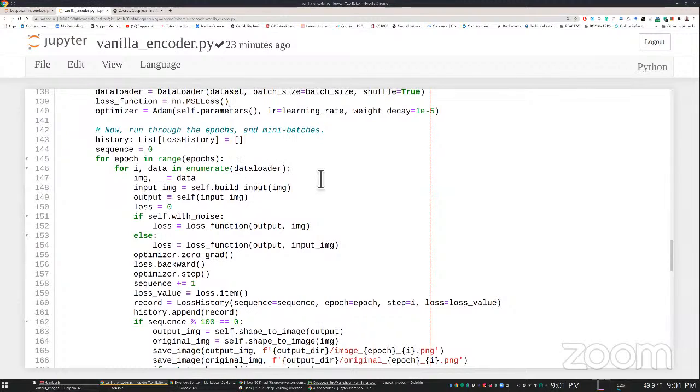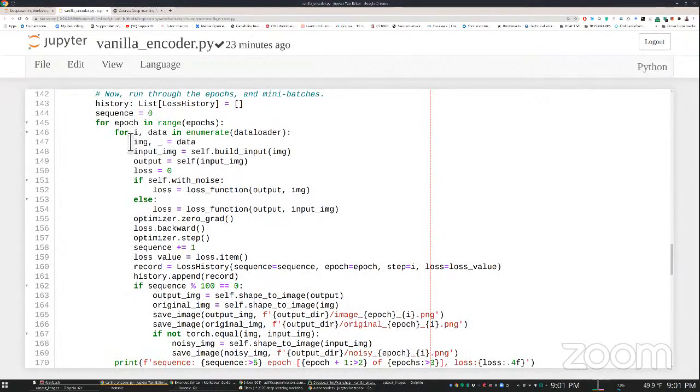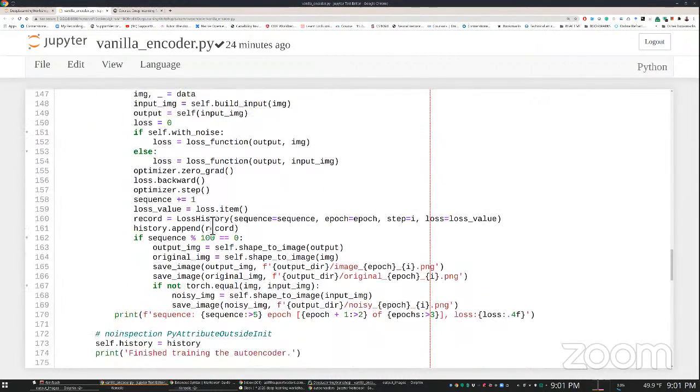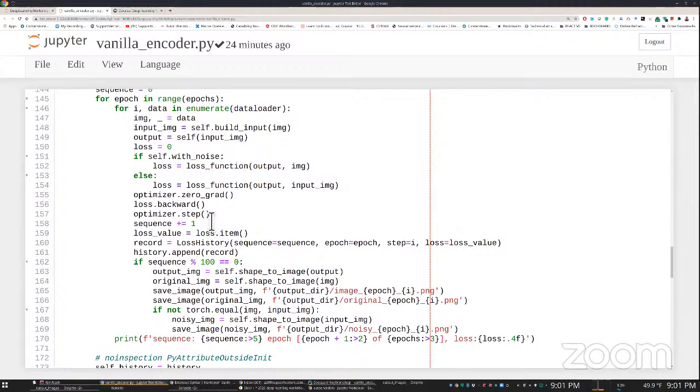Loss history is a class that I created to keep track of the losses. You can use it. So epoch. So now what do we do? For every epoch, for all the mini batches, you do the learning. The learning is, you'll realize, very straightforward. You take the image, now you build input. Do I need to linearize it? Do I need to add noise? Whatever it is, do that.